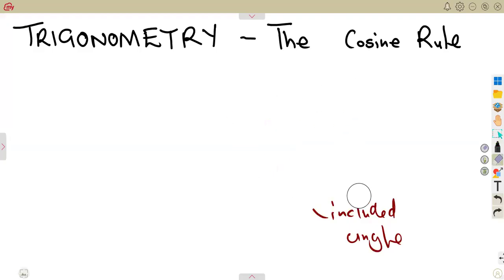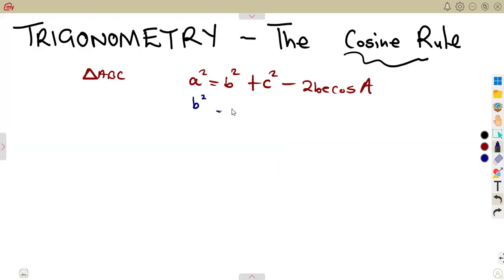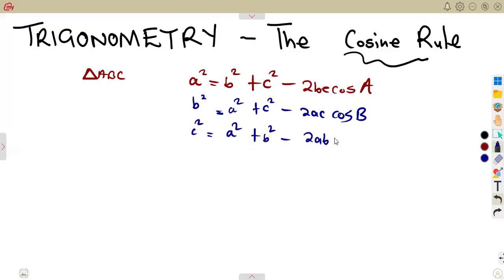That is where we can think of the operation of the cosine rule, which states that in any triangle ABC that we might be given, A squared is equal to B squared plus C squared minus the product of these two, which is 2BC, the cosine of A. They can also be given in terms of B squared, which is equal to A squared plus C squared minus 2AC, the cosine of angle B. We might be given in terms of C, which is C squared is equal to A squared plus B squared minus 2AB, the cosine of angle C, the angle that you are calculating.